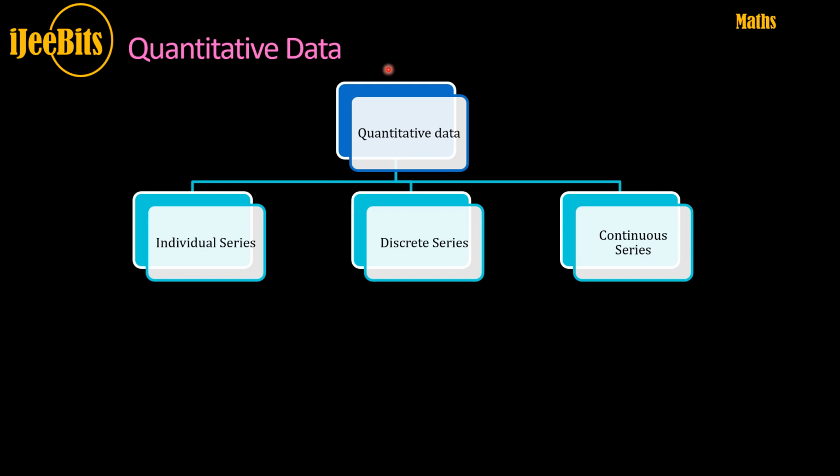Quantitative data is classified into three types. We spoke about the data being qualitative and quantitative. Now our main focus is on quantitative. Quantitative is further divided into three types: individual series, discrete series, and continuous series. We will see them one by one in a short way.